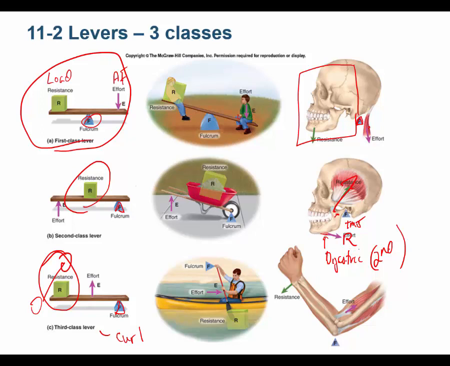All right. And then a third class lever is your typical biceps curl. What happens is you have a dumbbell in your hand right here and you're curling it. So your resistance is at the end. Your effort's in the middle because your biceps brachii insert onto your radial tuberosity. So your effort's in the middle and your fulcrum's at the end. It's your humeral ulnar joint. And that's a typical third class lever.